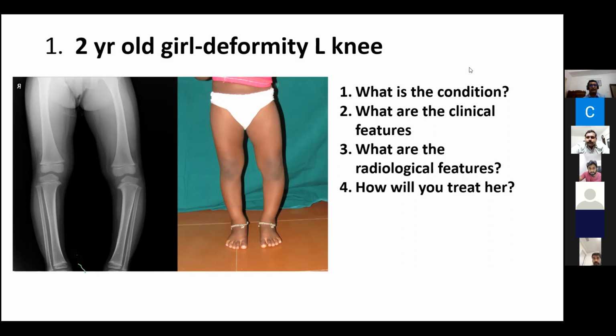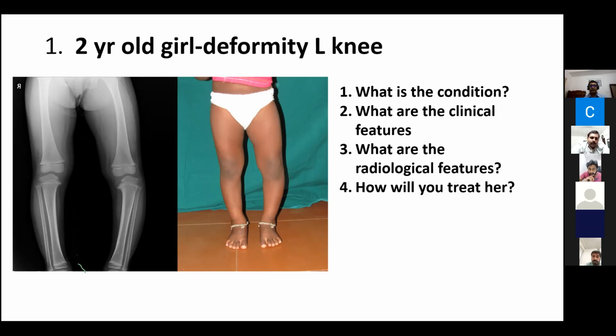Okay, that's fine. But what are the clinical features of this particular case? You said infantile Blount. Yes, sir. The parent presents with deformity of the knee. We should ask for a history of any previous infection or trauma. Excellent.